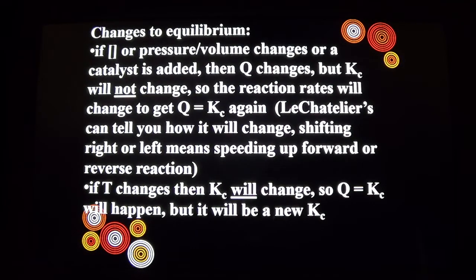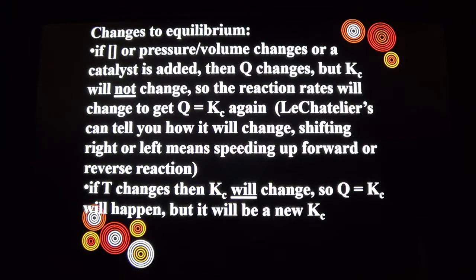Welcome back to part 4 of our work with equilibrium. We have discussed what equilibrium is. Equilibrium is when the rates of the forward and reverse reaction are equal. It does not mean we have equal amounts of products or reactants. That's one of the most common traps students fall into. Don't let that happen. Okay.